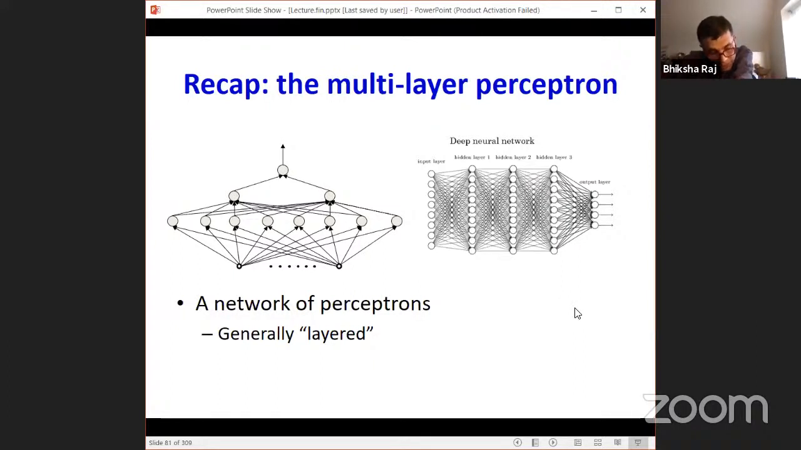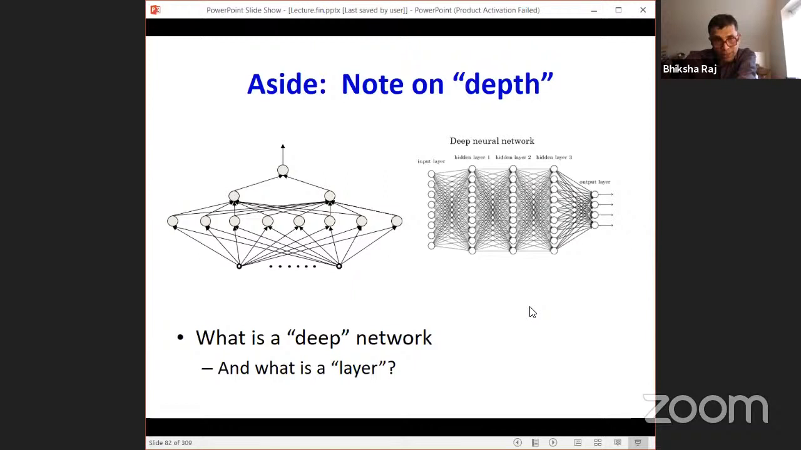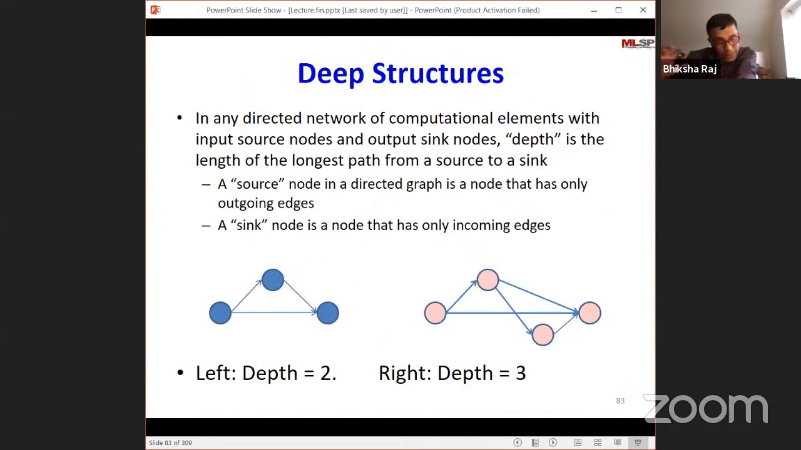You keep hearing the term deep neural network. Then what does the term deep mean? And what does the term layer mean? When I draw something like this, you can visually tell me what the layers are. But that's not how you define a layer, right? What is a deep network and how do you define a layer? So first, let's formulate those.